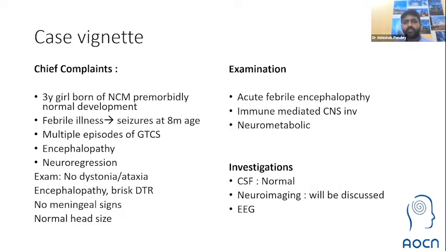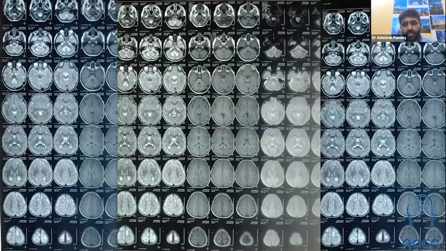So based on the historical aspects, we kept a possibility of acute febrile encephalopathy, immune-mediated CNS involvement versus a neurometabolic disorder. We went ahead with investigations. The first test which was done was CSF, which was normal. EEG was done, which shows multifocal discharges, and neuroimaging was done, which will be discussed. So we received these neuroimages recently, when she's 3 years of age. The previous images are not available with the patient. So we will be discussing the present neuroimaging findings at 3 years of age.